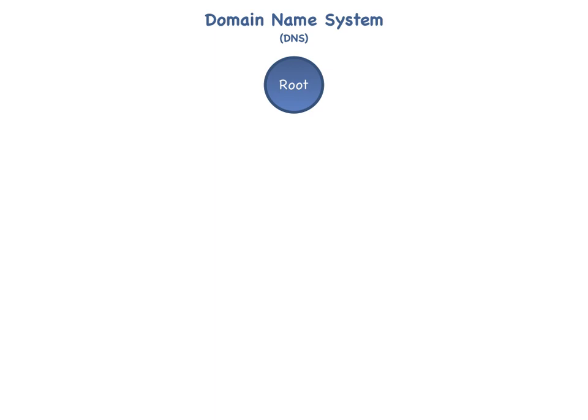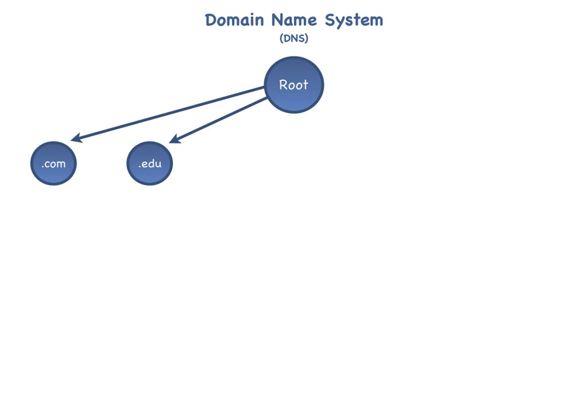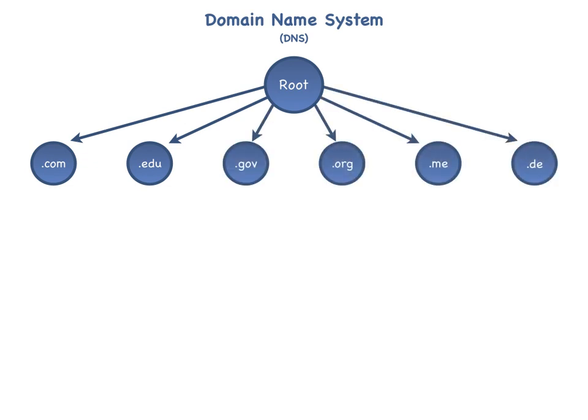Whenever you make a request for a resource, that request gets sent to the root server. All requests go to this one root server. The root server will then determine what kind of domain we are requesting from. Are we requesting from a .com domain, or a .edu domain, or a .gov, or a .org, or a .me, or a .de domain? Suppose the website I'm trying to visit is www.stanford.edu. That means we're searching for a .edu domain. So the root server will then forward that request to the .edu server.